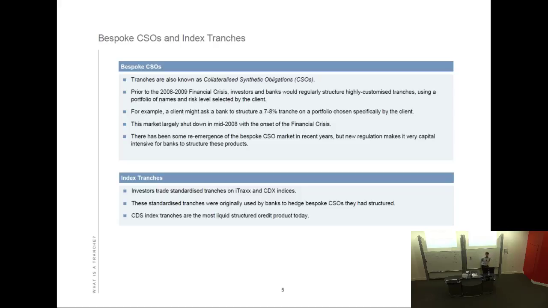And on a 7 to 8% tranche, if there's, let's say, 10 names in that portfolio, you can kind of stomach one of them defaulting, and you're still fine, and you only take losses if the second one defaults. Right? So these types of trades were very, very common before the crisis, and then banks would make markets in these types of products and try to hedge the risks over the lifetime of each trade.